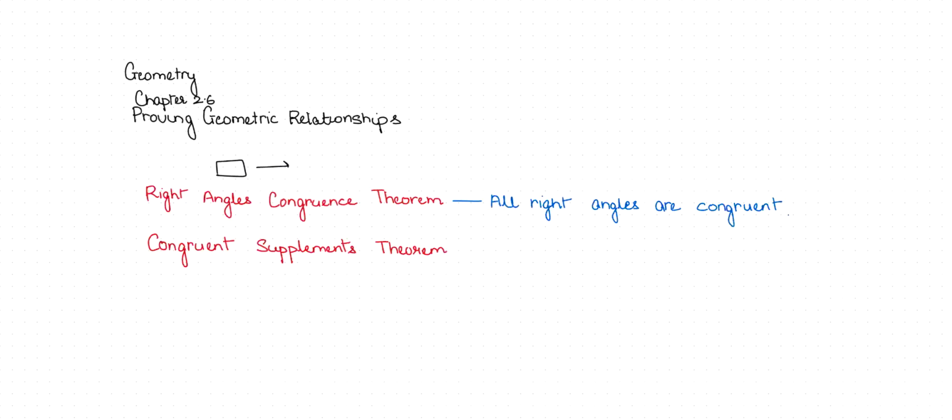So right angle congruence theorem says all right angles are congruent. Like if this is angle A and this is angle B and both are right angles, so they are congruent. Now let's learn congruent supplements theorem.